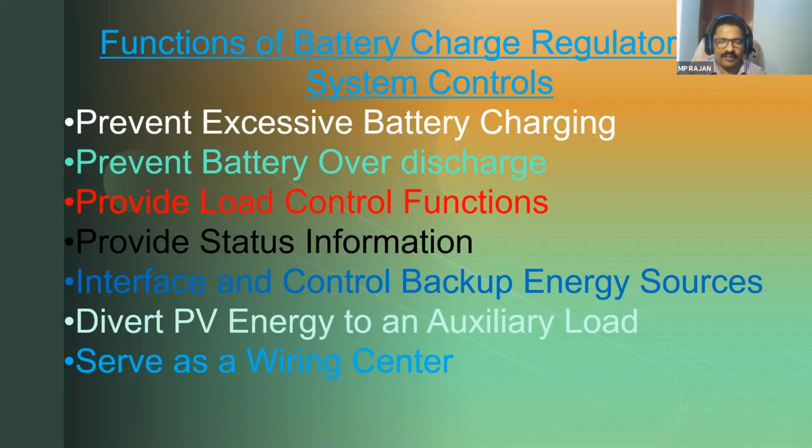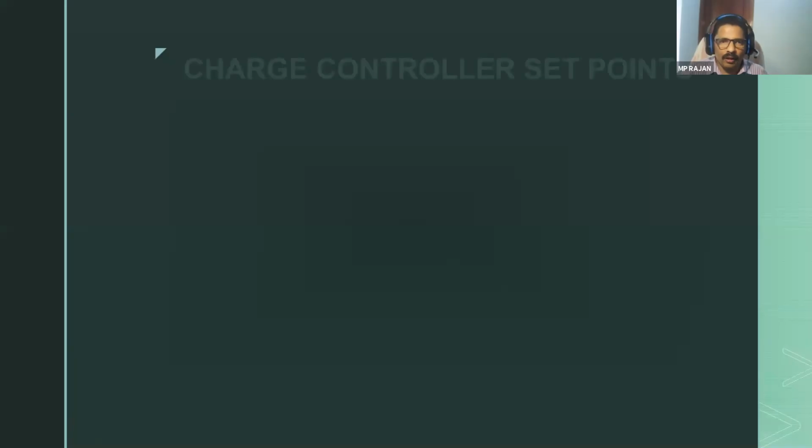And it works as a wiring center. You can see all the wires coming from the combiner box, DC solar module, and from there it is going to the inverter. So in between, your solar charge controller is working, battery charge controller is working. Okay.